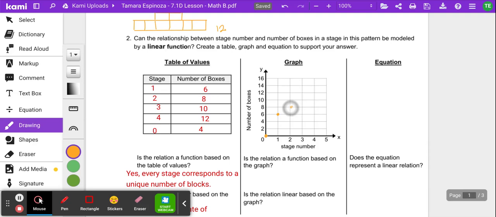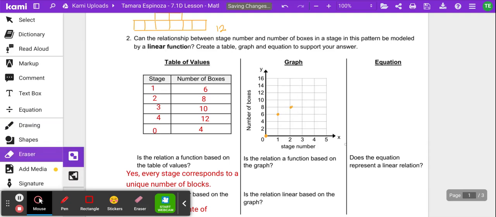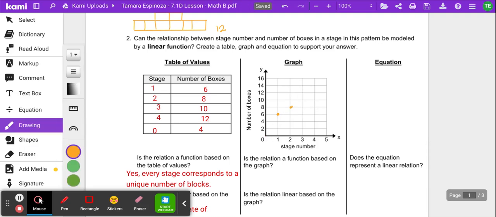2 is 8. Oh, I have to go back. It's not 0 at 0. It's 4 at 0. Okay. And then boom, boom, boom.